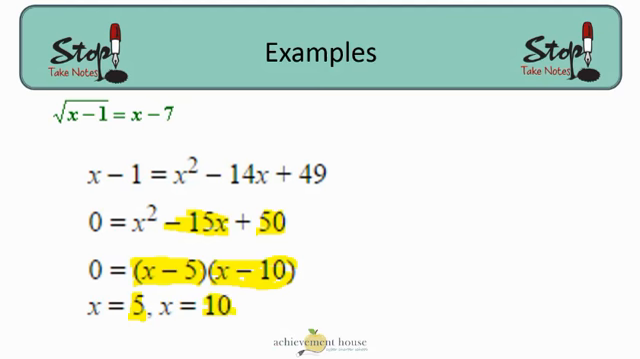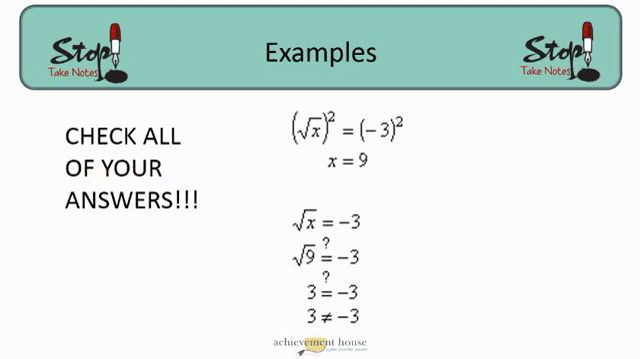Now, are those my final answers? No, they are not. It is always, always important to check all of your answers, no matter what, when you are solving radical equations. Because of this phenomenon of squaring a square root, it adds negative factors as well, but they don't account when you take the square root. For example, the square root of x squared equals negative 3 squared, so x equals 9. That is a perfectly true equation.